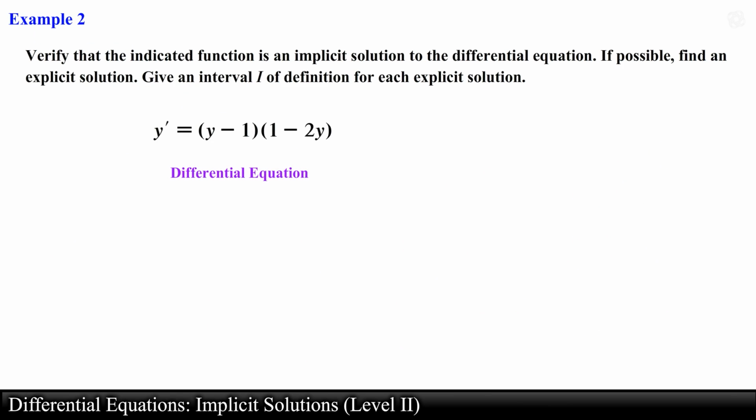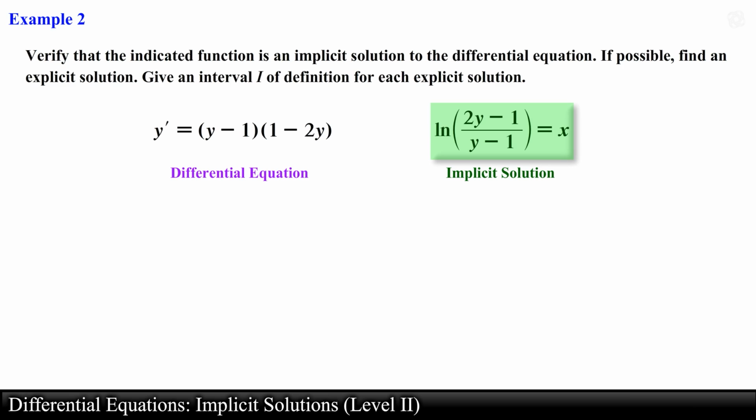The differential equation is y prime equals the quantity y minus 1 times the quantity 1 minus 2y. And the implicit solution to verify is the natural log of the quantity 2y minus 1 divided by the quantity y minus 1 equals x. Alright, let's first verify this implicit solution. We first need to find the derivative of this implicit relation.